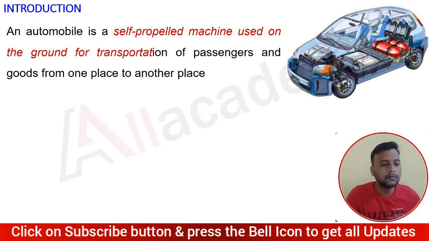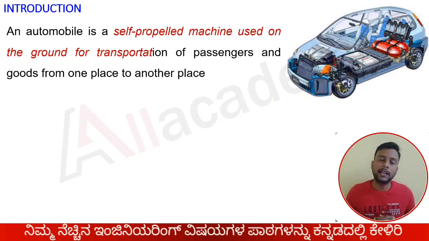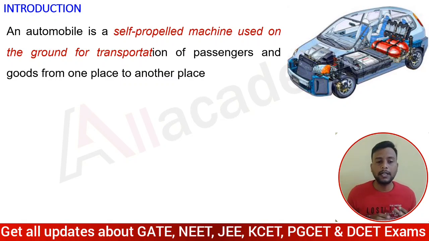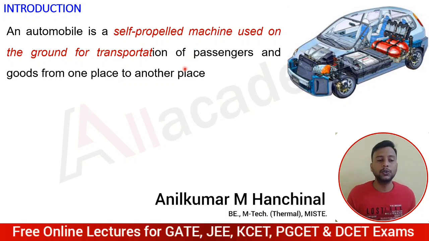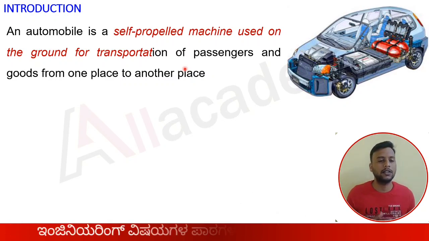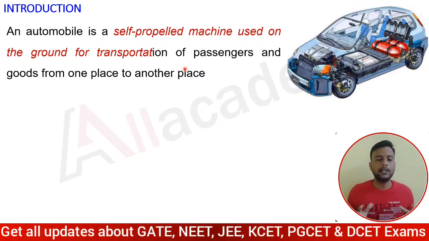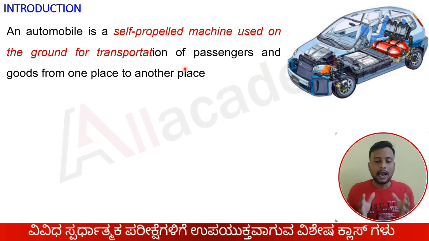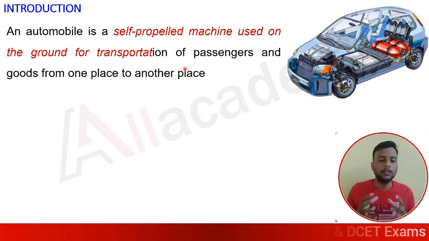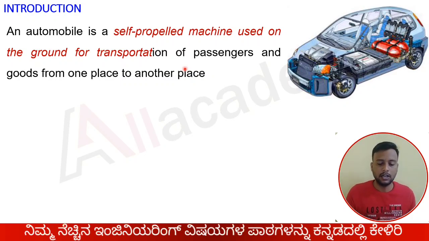Okay. So what is an automobile? What is the actual automobile? A simple definition: an automobile is a self-propelled machine used on the ground for transportation, that is, transportation of passengers or goods from one place to another. It is a self-propelled machine that helps in the transportation of people or goods from one place to another. So that is a simple definition of an automobile.